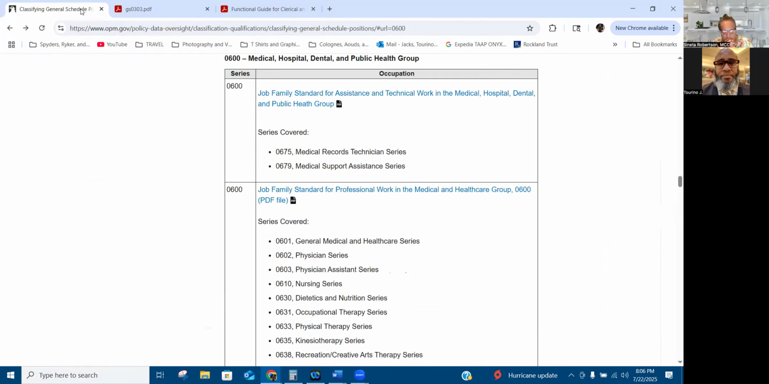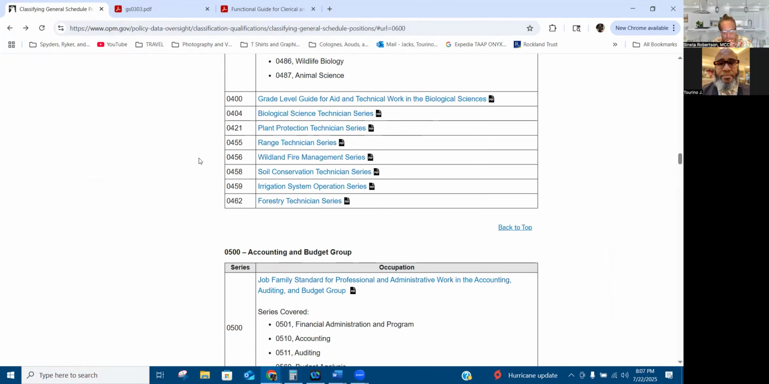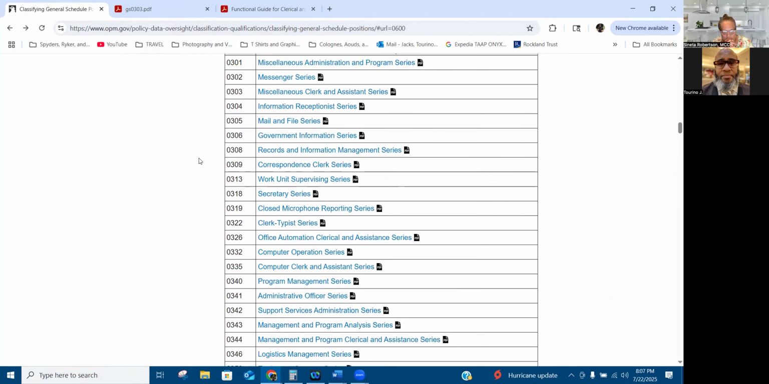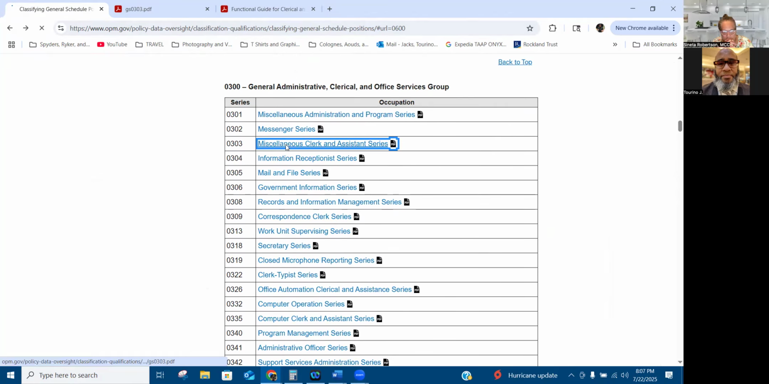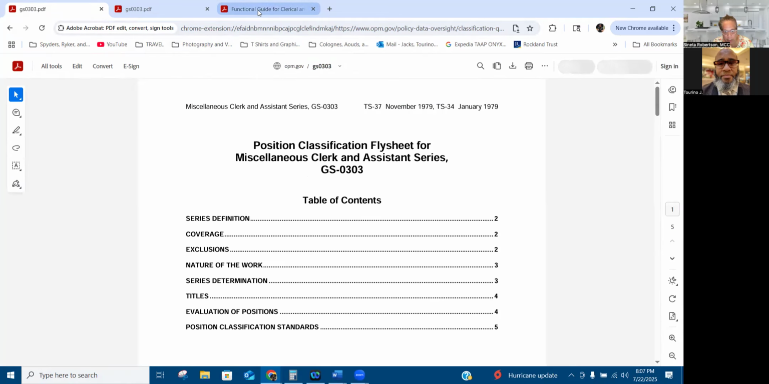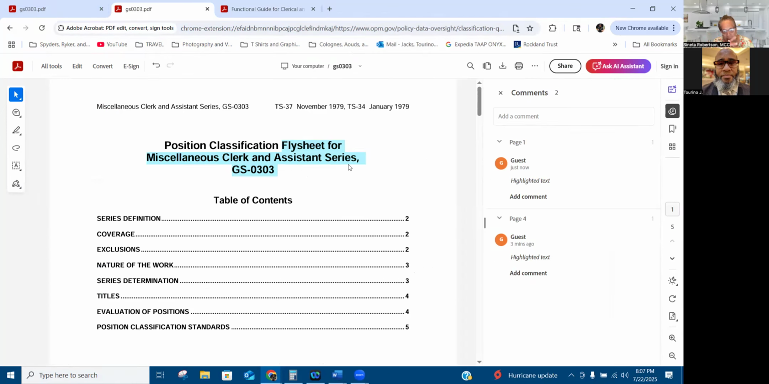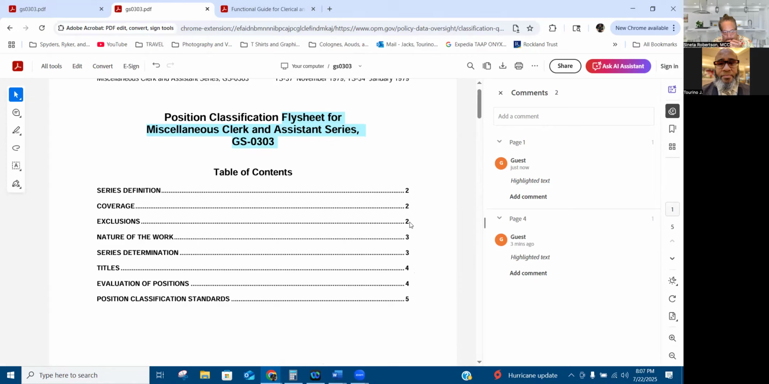Let's go back here for 303. So I would have come here, and then I would have discovered, you see that it's a fly sheet, it's only 5 pages. And then you know that you need to go someplace else. All right, so when I know that it's a fly sheet, I'm going to go to the evaluations of position. You want to always make sure you read the other information too, but you want to know how they evaluate the position.